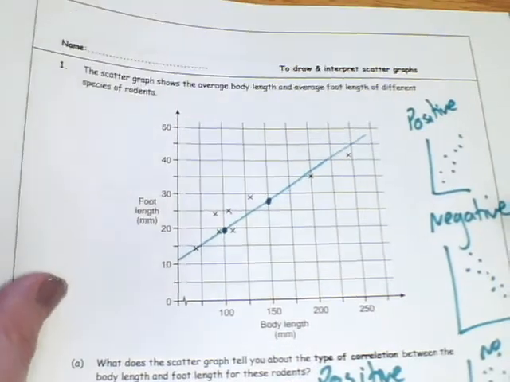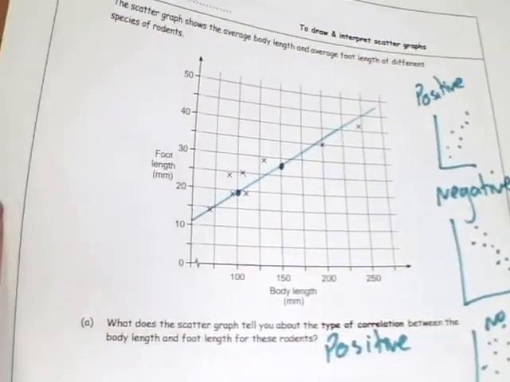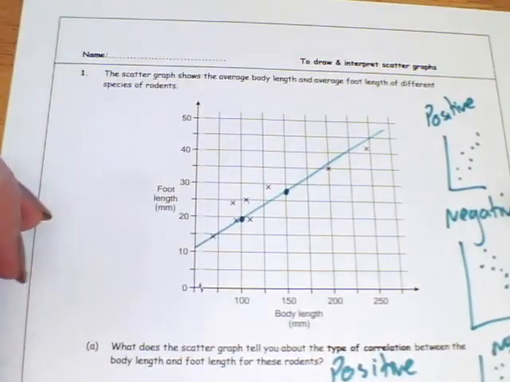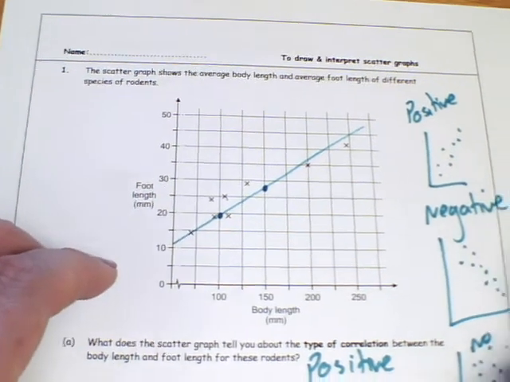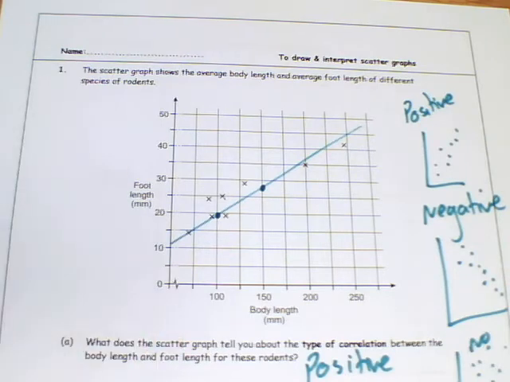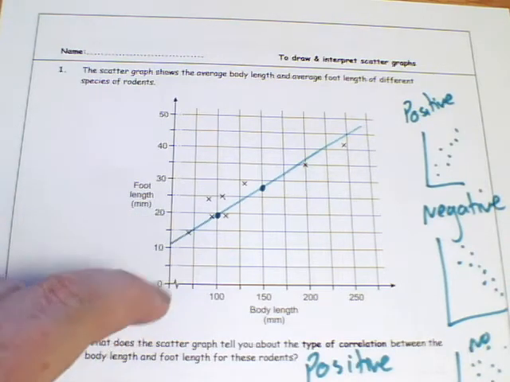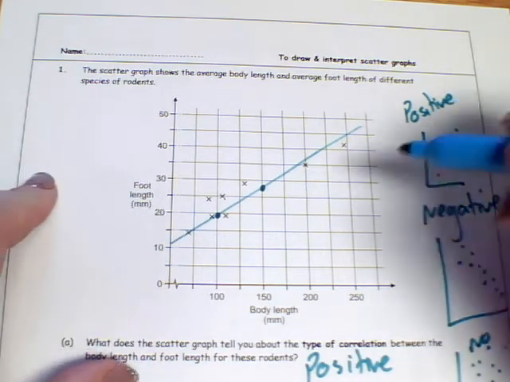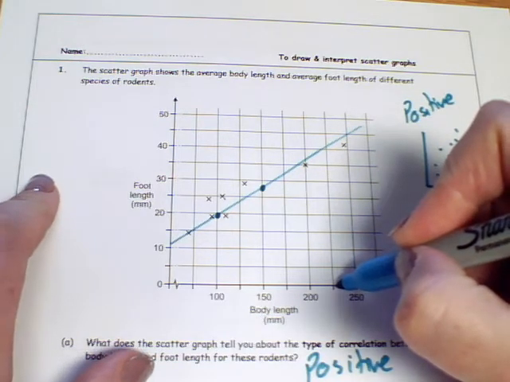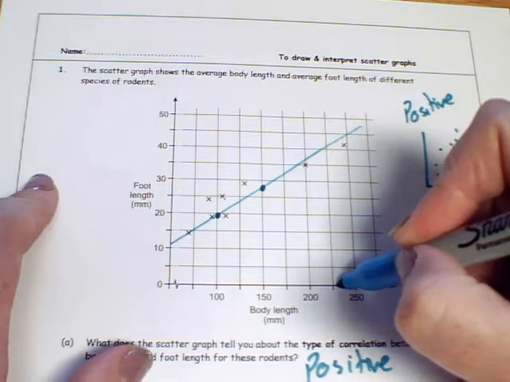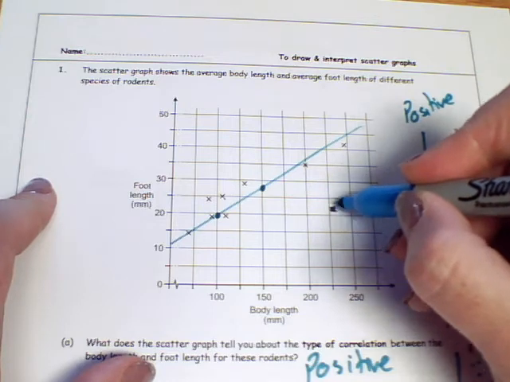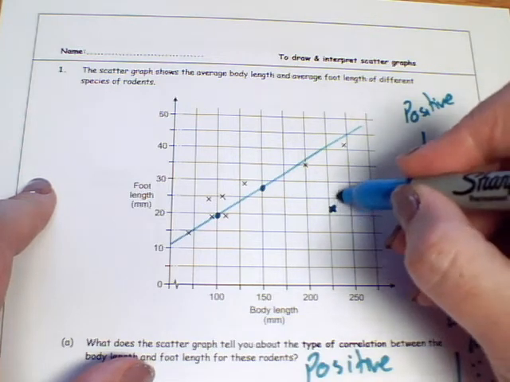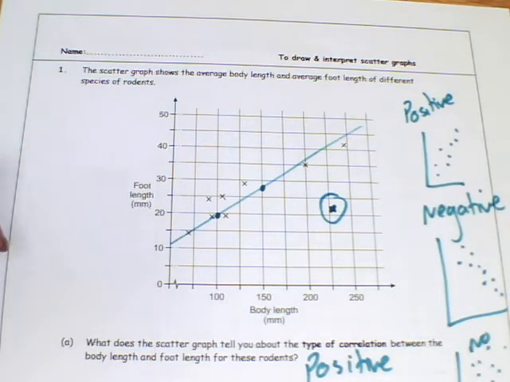The next question: an animal has a body length of 228 millimetres and a foot length of 22 millimetres. Is this animal likely to be one of the species of rodent? So we're going to see if that fits on our graph. We've got a pair of information: 228, round about there, and 22, round about there. So this new guy is fitting in that cross just there.